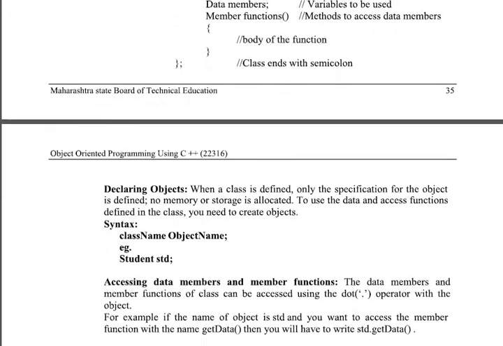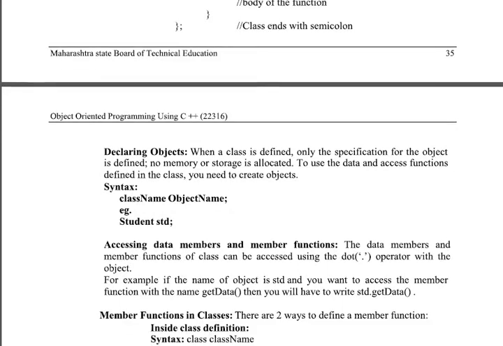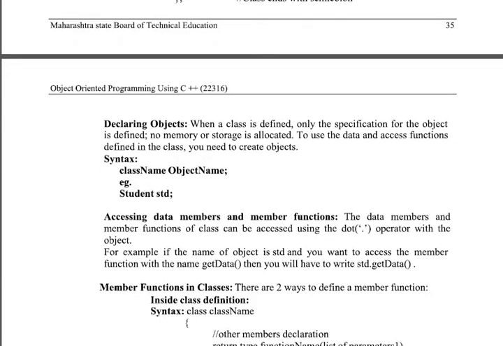Now, how to declare an object? When a class is defined, only the specification for that object is defined. No memory or storage is allocated. To use the data and access the functions defined in the class, you need to create objects. So here is the syntax to declare an object: class name, object name. For example, if we have declared a class named student, then this is declaring the object, student std. Now std is an object of class student.